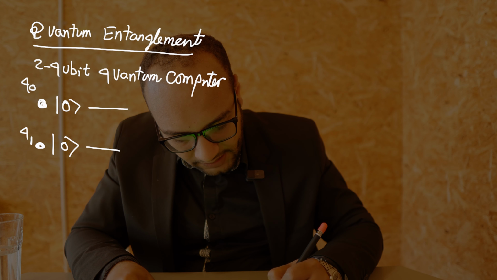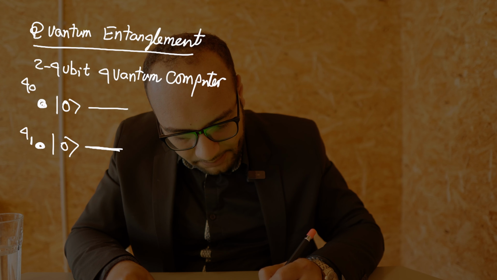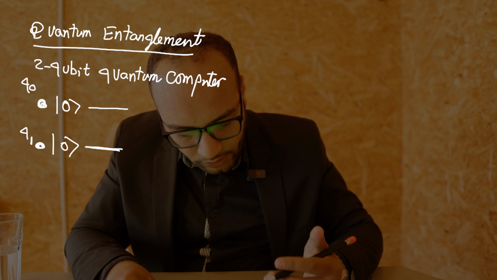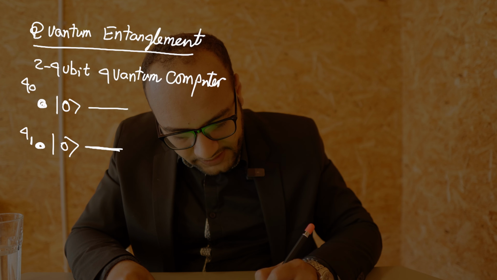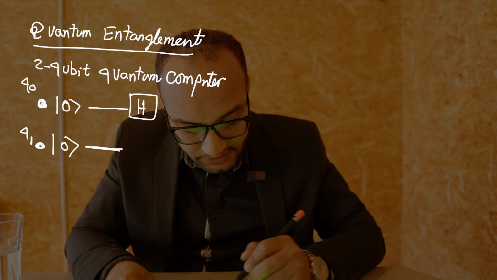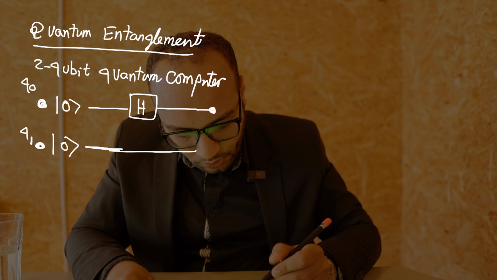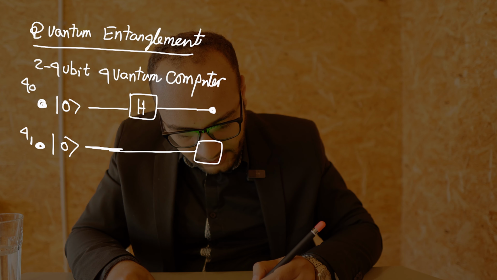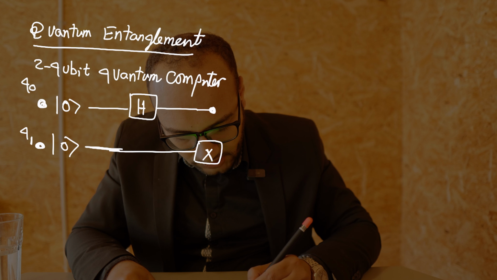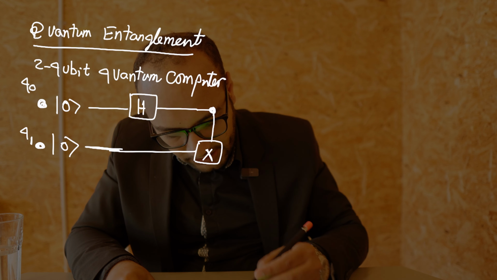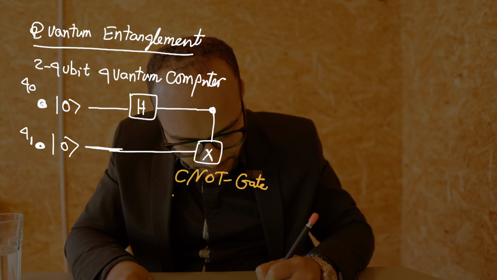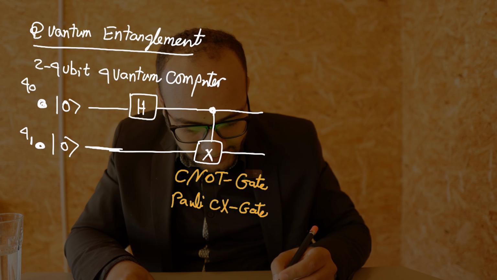Now we make these wires, and entanglement can happen because of the action of two unitary operations. First, applying the Hadamard gate on the first qubit. Second, applying what we call the controlled X or Pauli X gate, or the CX gate. So let's see the action in detail.